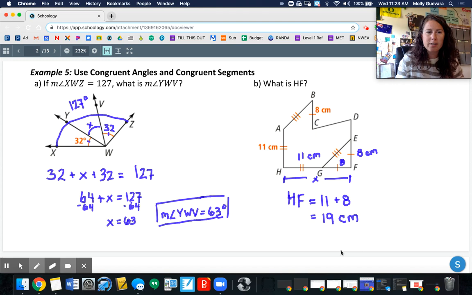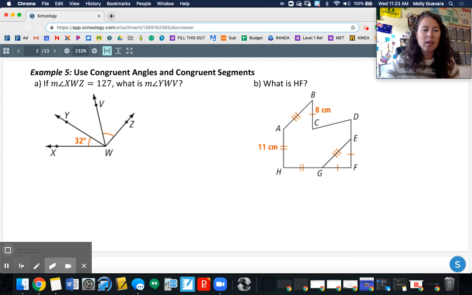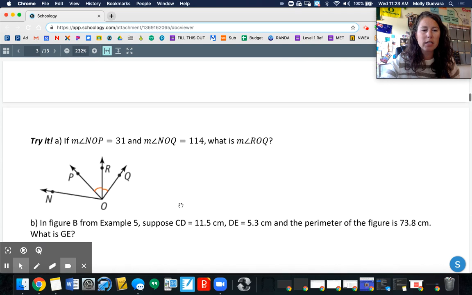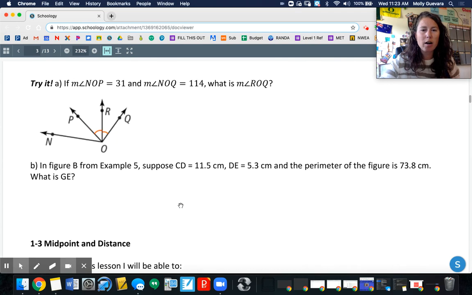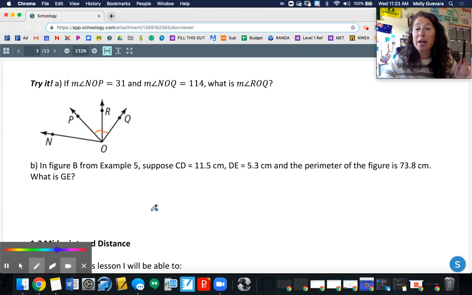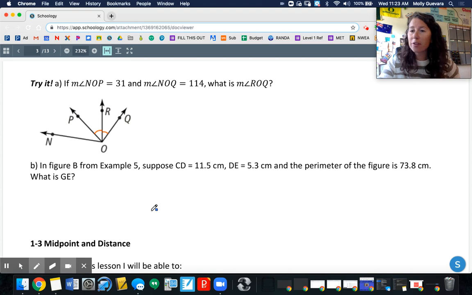On the next page, if we scroll down, is a try it, and there's one of each of these. So I'm going to clear this out, and then we're going to scroll down. I want you guys to pause this video and do A and B. Whether or not you got it right or got all the way through, I want you to try them. When you're ready to get some hints or to go over them, go ahead and hit play.